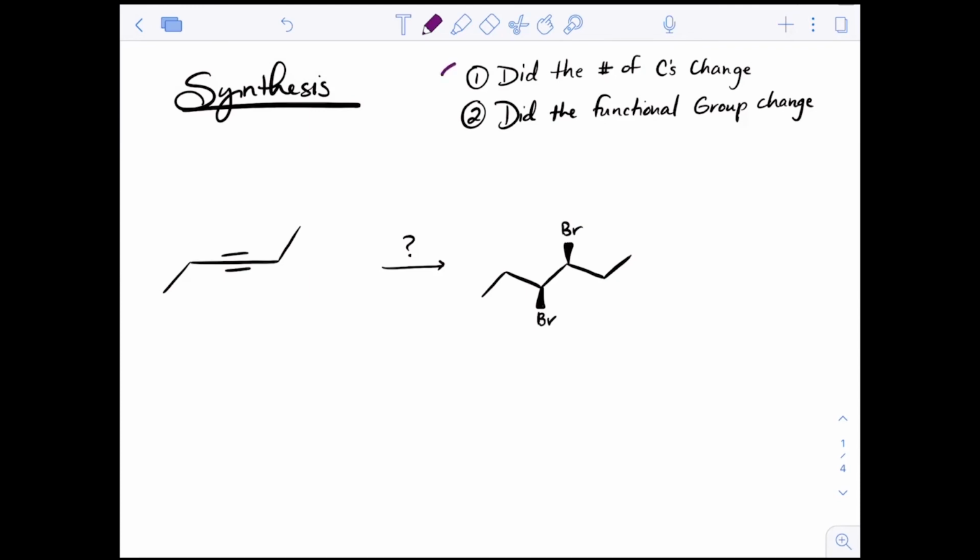I popped our 2 questions that we want to always be able to ask ourselves. Did the number of carbons change? Did the functional group change? This will help us identify what's going on, and then we always want to ask ourselves, how did I make that? So let's look at this one. 1, 2, 3, 4, 5, 6 in the reactant. 1, 2, 3, 4, 5, 6 in the product. So the number of carbons in this first example did not change, but we do see that there's functionality that has changed specifically between carbons 3 and 4.